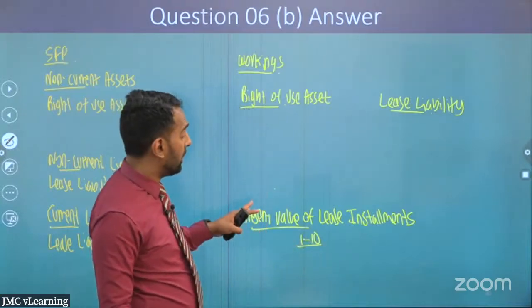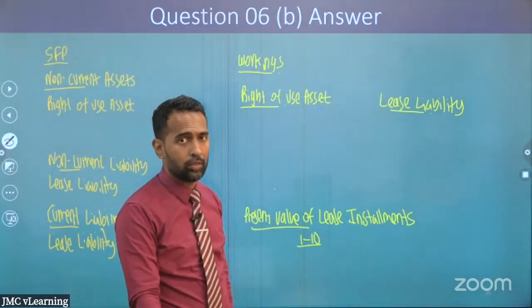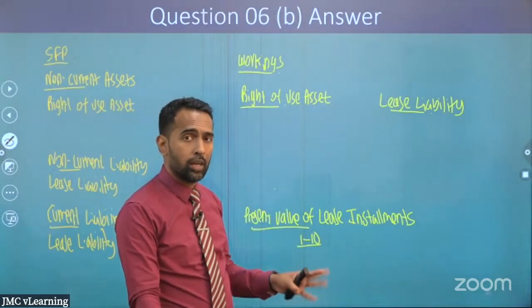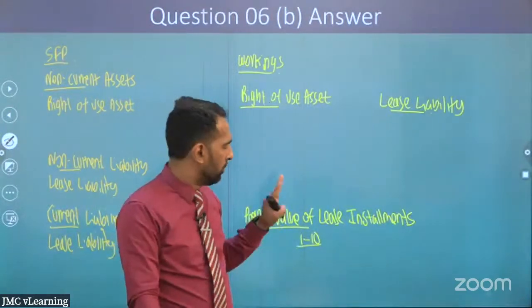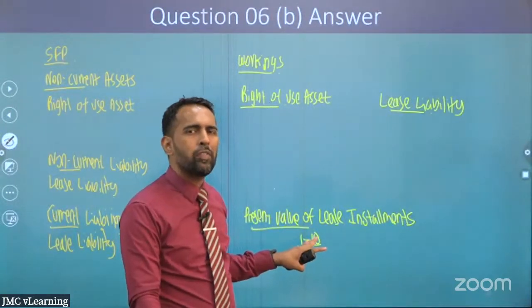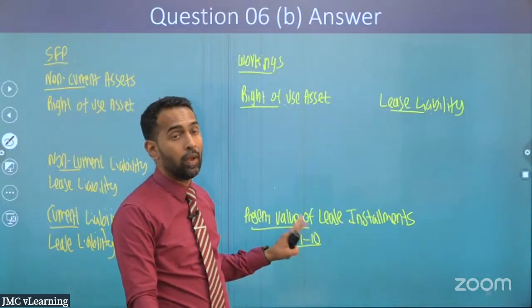Some people, when they see that there are like 10 years for you to discount, they will give up on the question. No, it's very easy. Right? So if it is 10 years, apply the annuity factor.